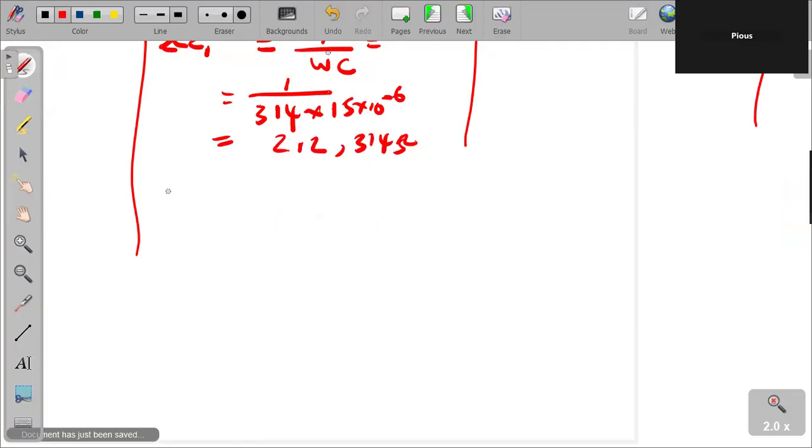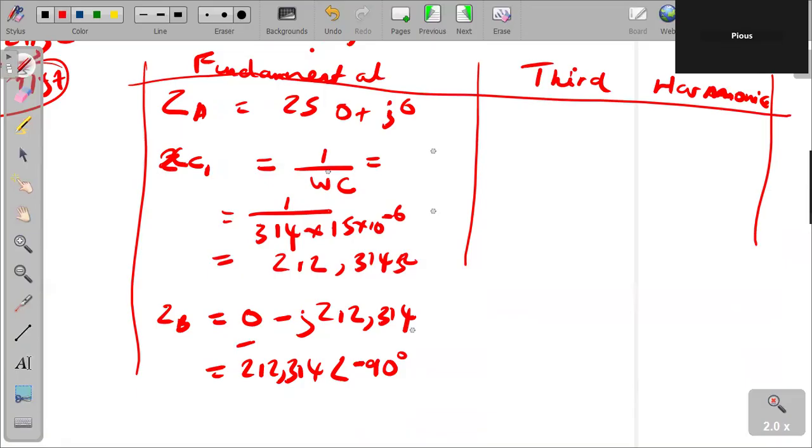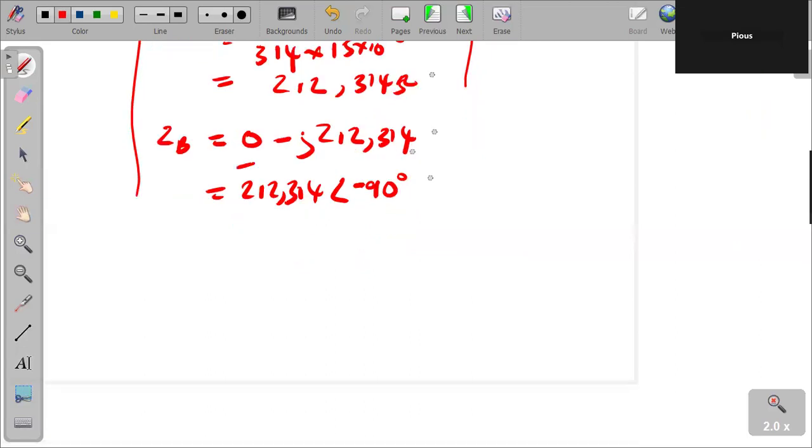It means, therefore, ZB can be found. ZB is going to be equal to 0 minus J212.314. And in polar, that's 212.314 angle of negative 90. You can use shift pole on the calculator and punch that, but especially when the real component is 0, you can do that directly by inspection. It saves you time. Let's first finish off the fundamental first.